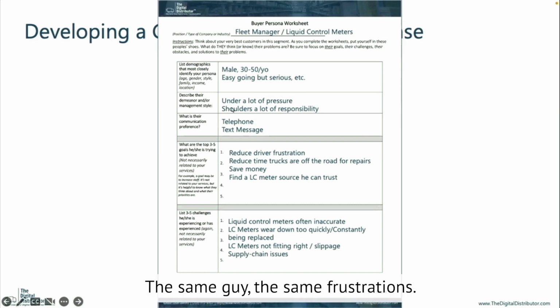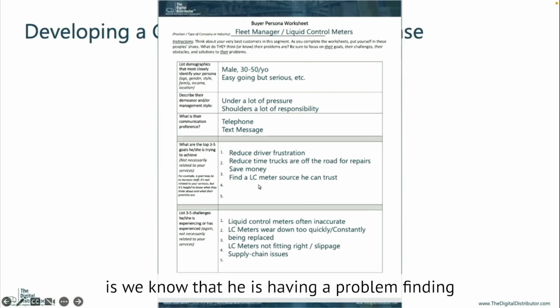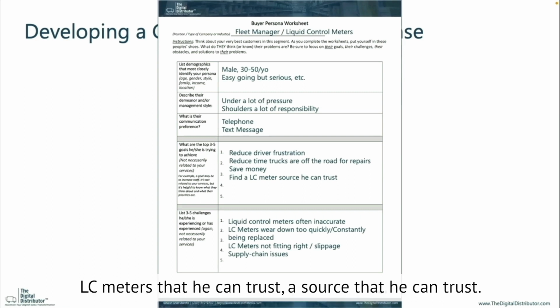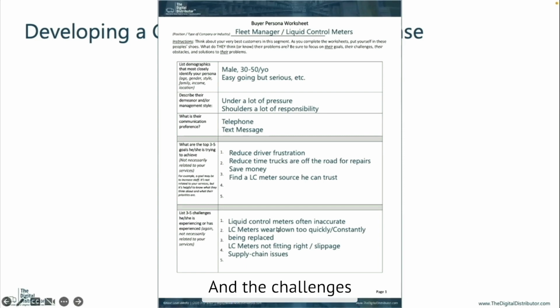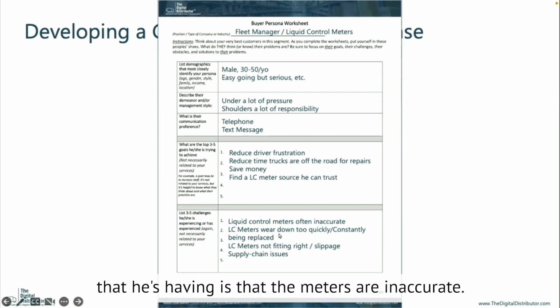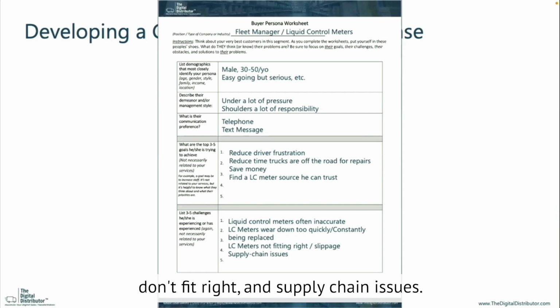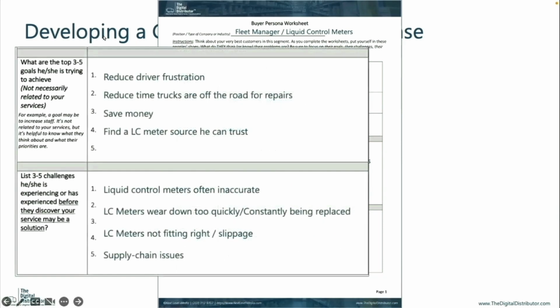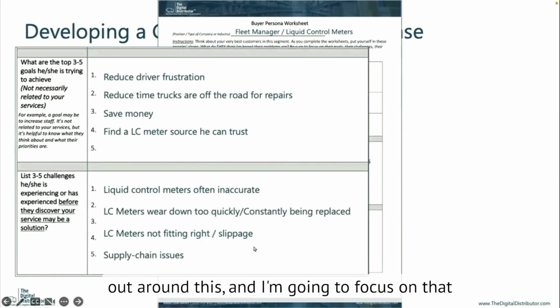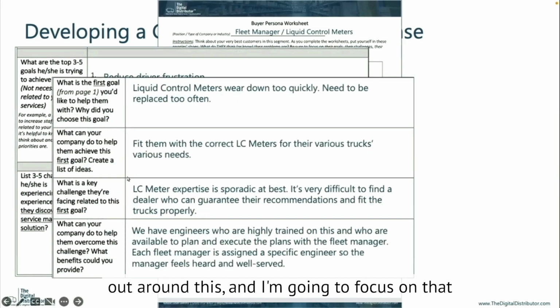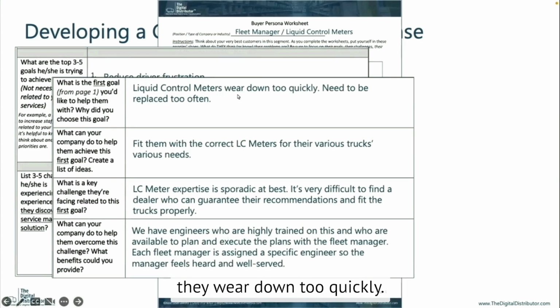The same guy with the same frustrations, but now, something to add in the mix is we know that he is having a problem finding LC meters that he can trust, a source that he can trust. And the challenges that he's having is that the meters are inaccurate, the meters wear down too quickly, the meters don't fit right, and supply chain issues. So I'm going to build a campaign around this, and I'm going to focus on that they wear down too quickly. They need to be replaced too often.